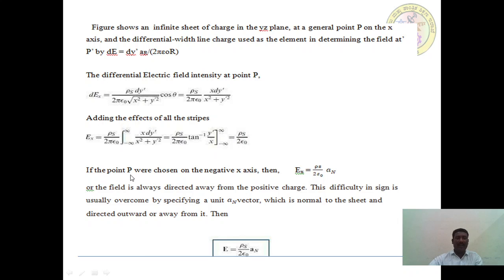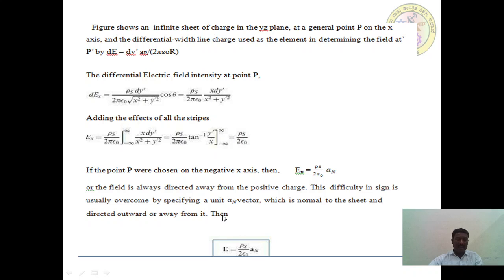See, if the point P were chosen on the negative x axis, then Ex is equal to rho s divided by 2 pi epsilon naught into a unit vector, ax cap or an represent the unit vector. That is, the field is always directed away from the positive charge. This difficulty in sign is usually overcome by specifying a unit vector an, which is normal to the sheet and directed outward or away from it.